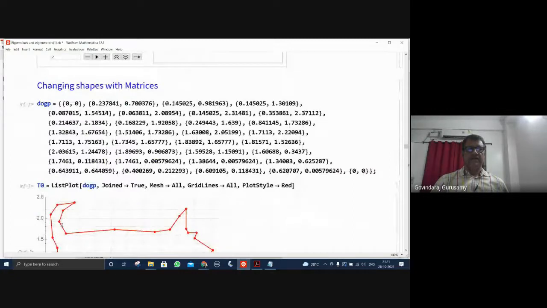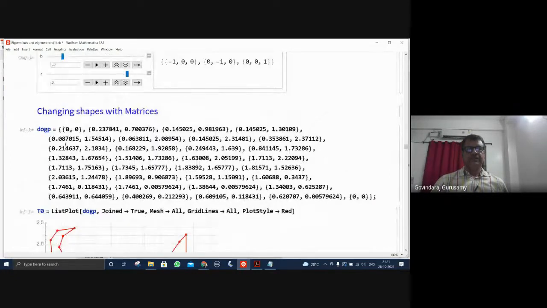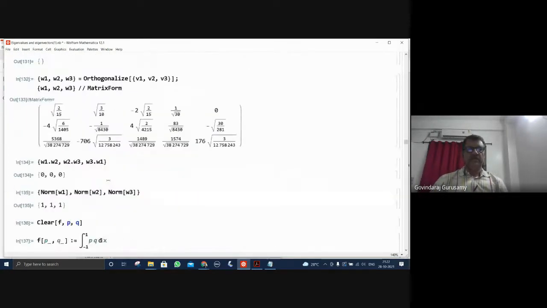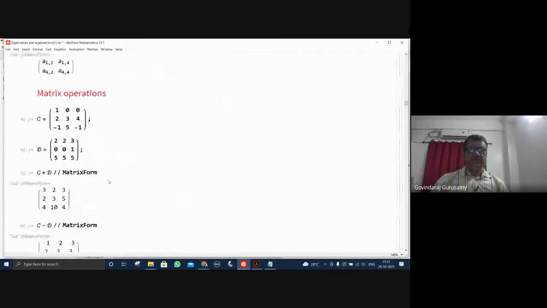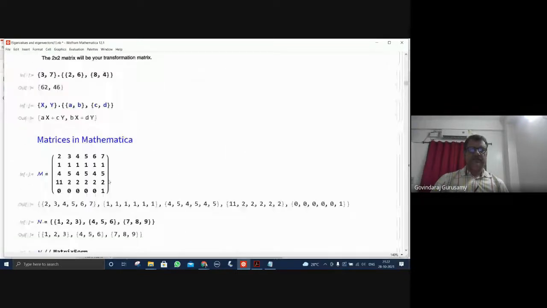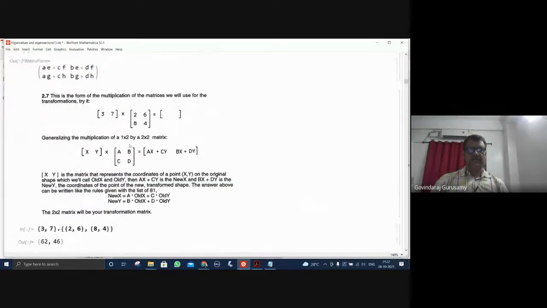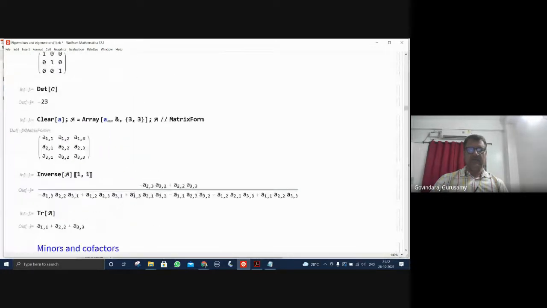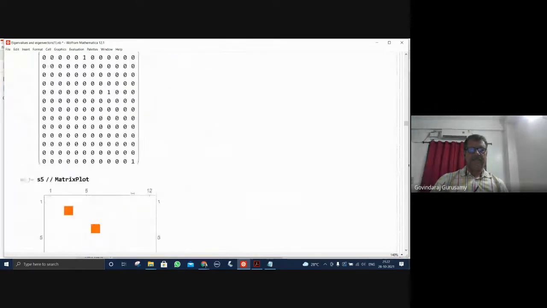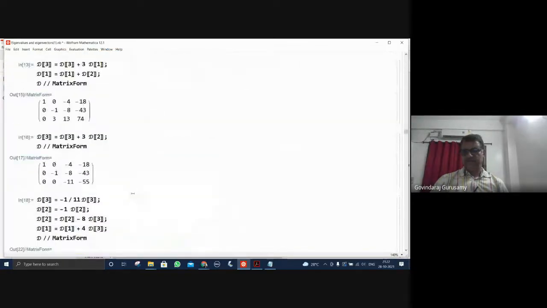Now, changing the shapes with the matrices. We will visualize the transformation which we have seen. Old x, new x, you remember that? New x, new y, which is connected to old x and old y. This we are going to look at now and see how things change. And one particular value will also be interesting. That's what we are going to demonstrate now.